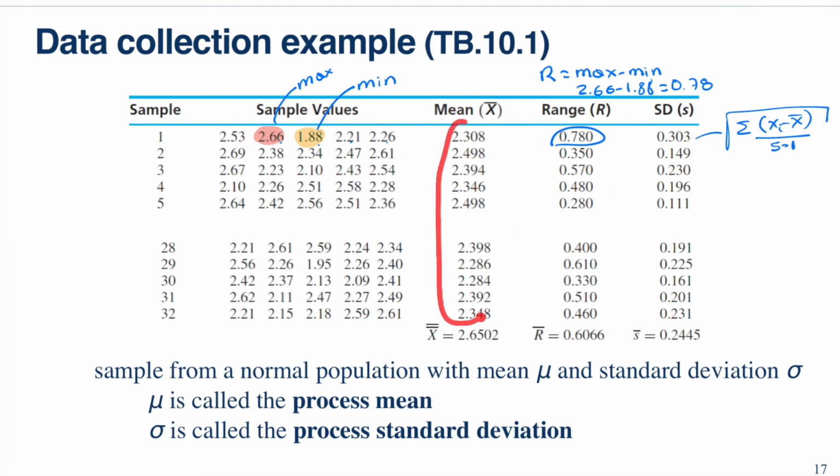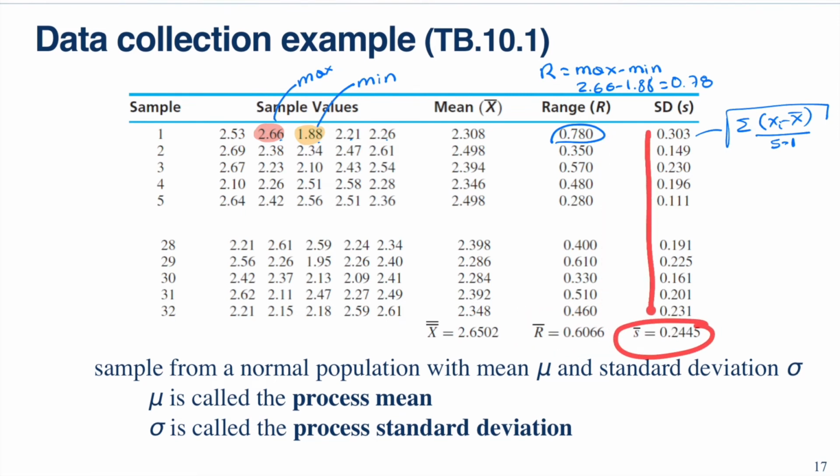Then we take these values and compute the mean of each column. So that's the mean of the means. That's why the double bar. And this is the mean of the range. So that's the mean of this value. And this is the mean of the standard deviation.